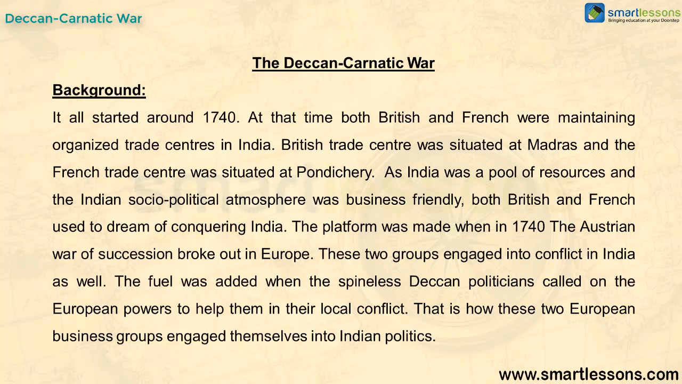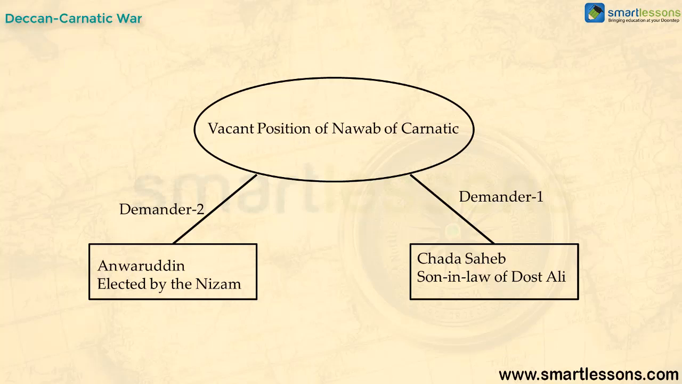The platform was made when in 1740 the Austrian War of Succession broke out in Europe. These two groups engaged in conflict in India as well. The fuel was added when the spineless Deccan politicians called on the European powers to help them in their local conflict. That is how these two European business groups engaged themselves in Indian politics. The political background that led to the Deccan-Carnatic War was as follows.